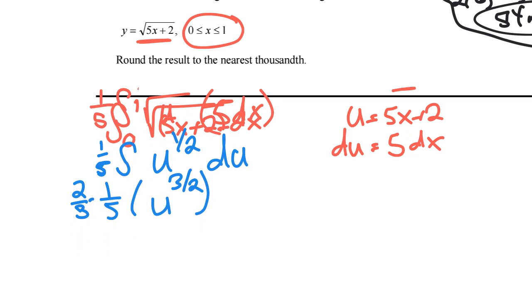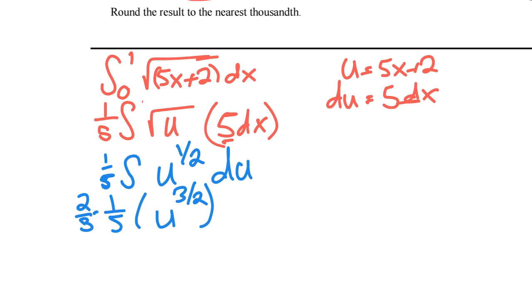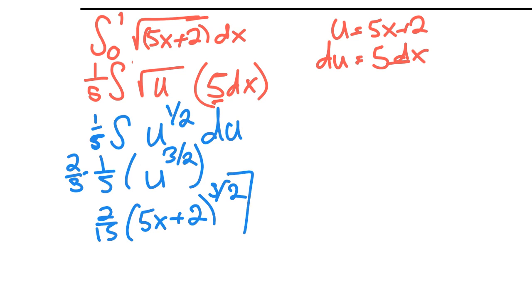Now that I have that, I can substitute back in. So this is going to be 2 over 15, and then a 5x plus 2 to the 3/2, and it is over the interval 0 to 1. So I'm going to plug in the 1.